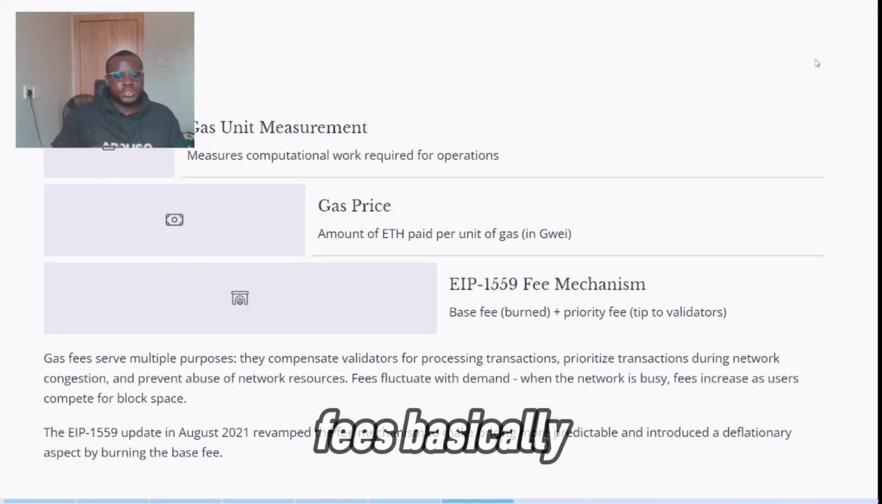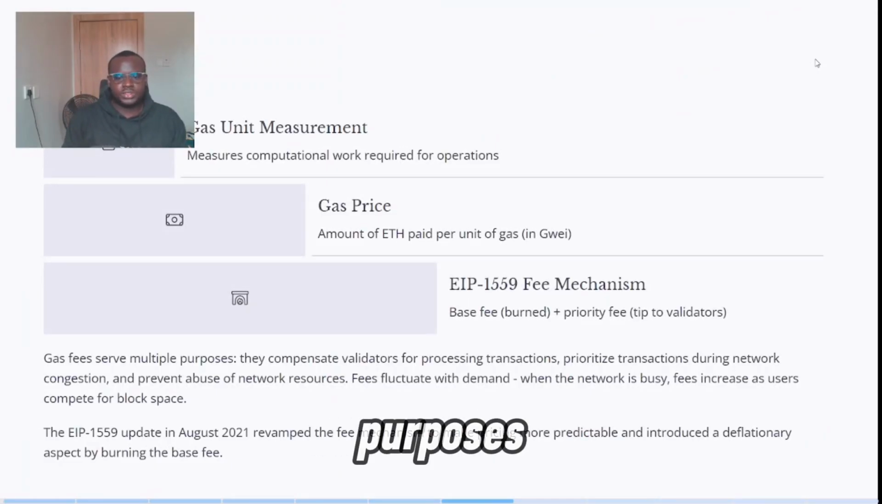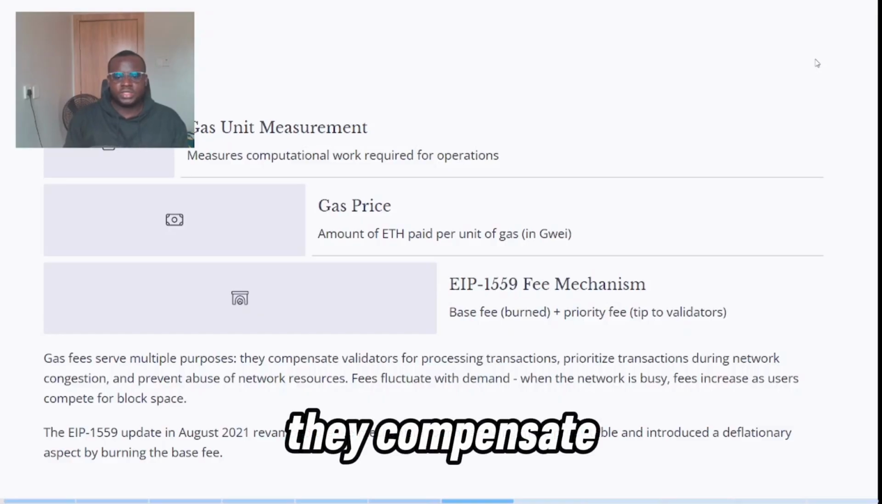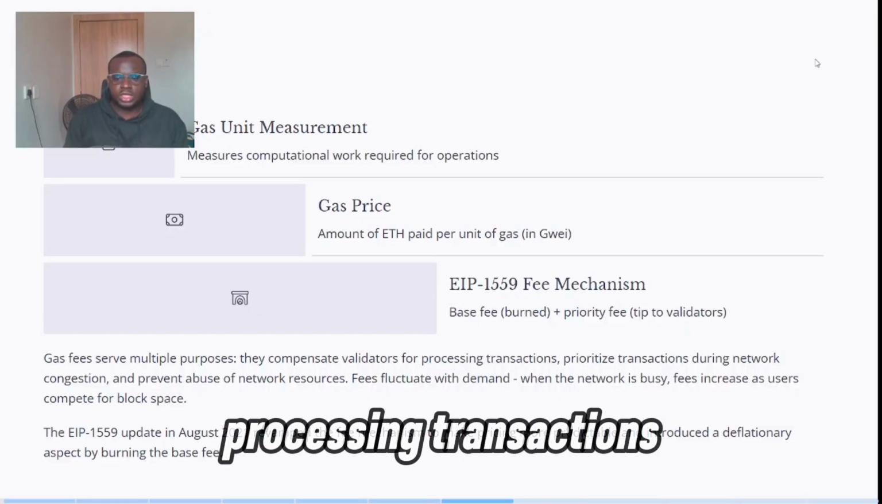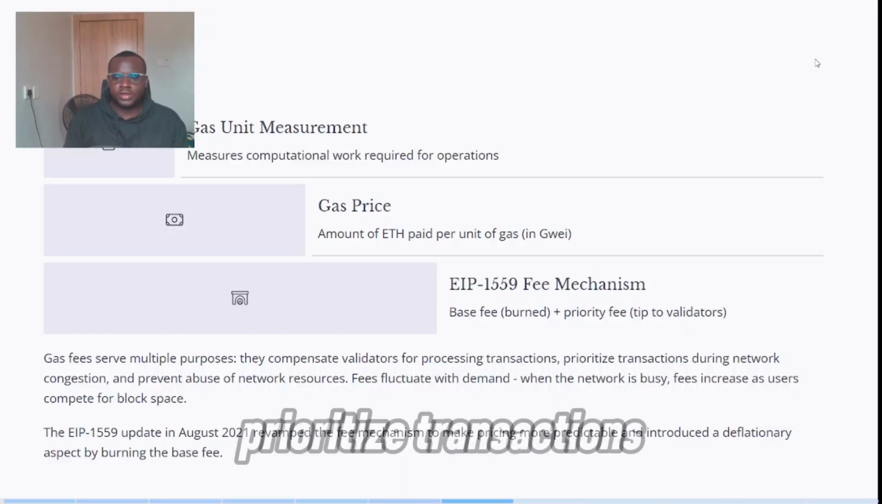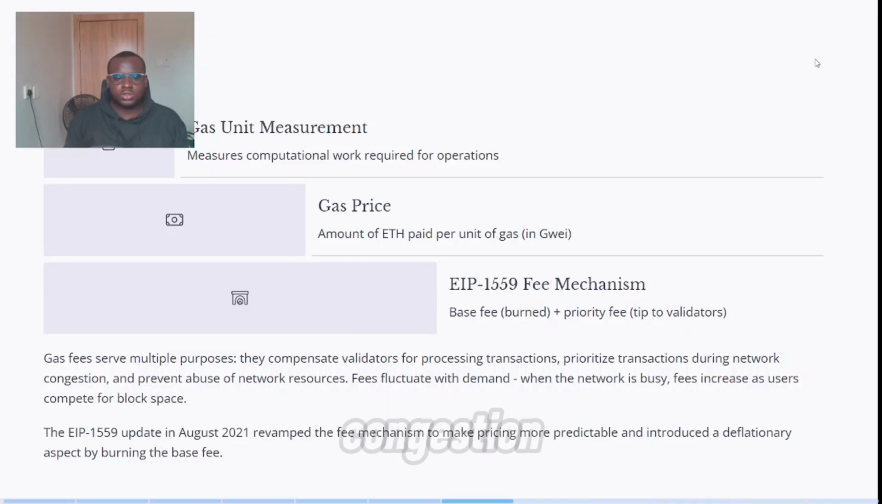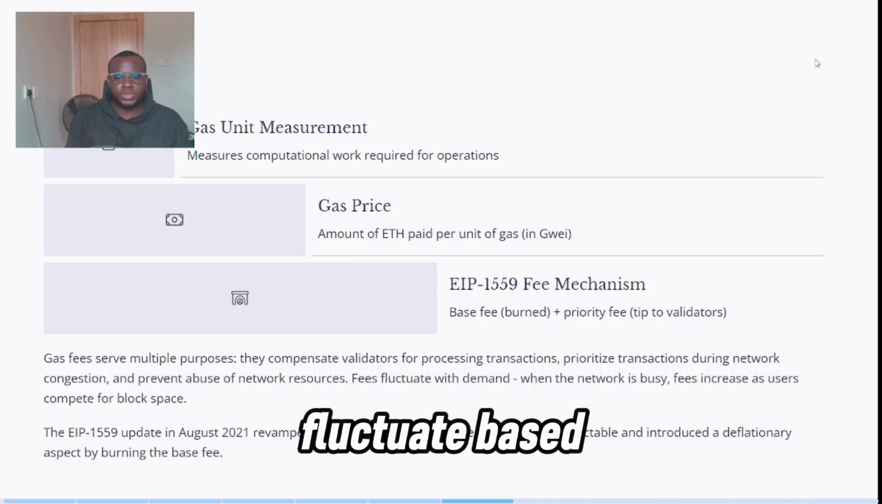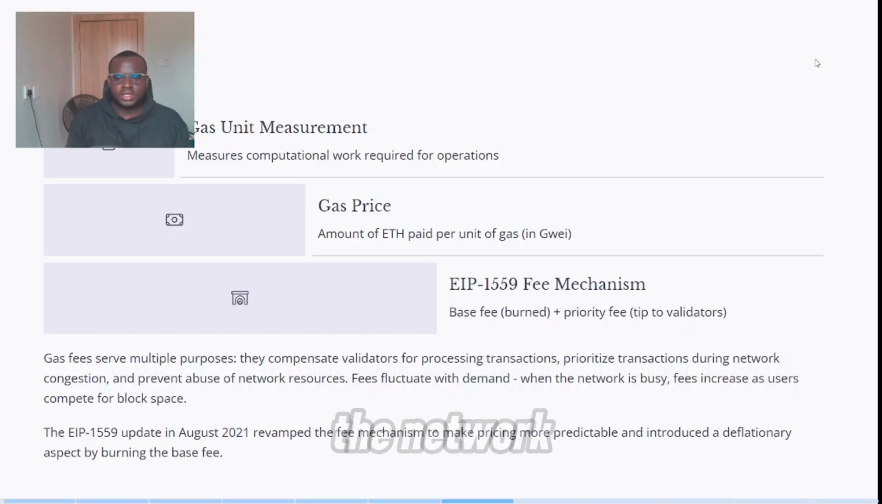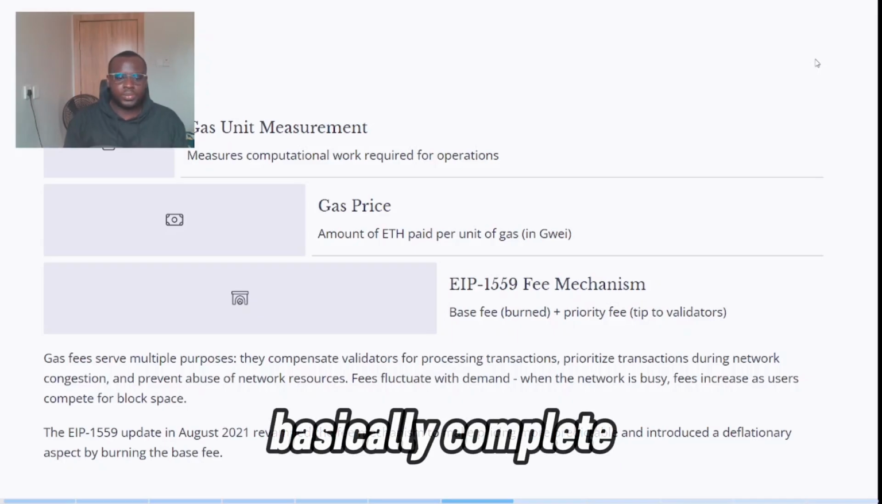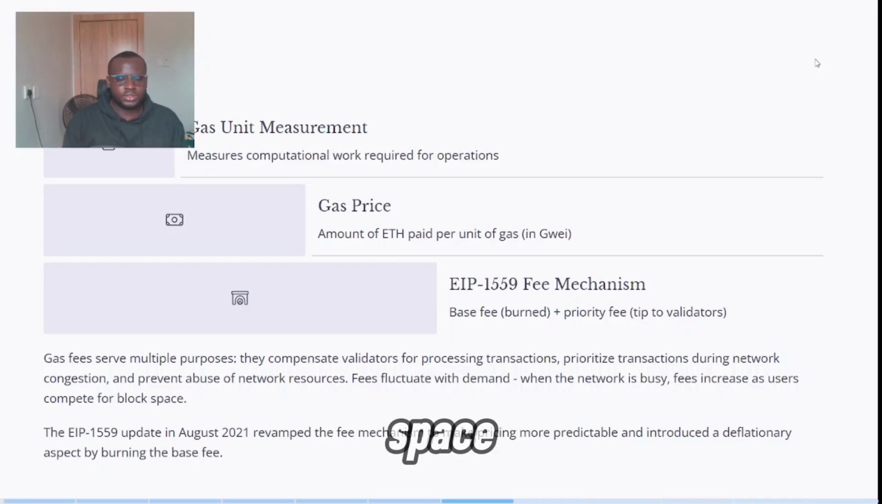So gas fees serve multiple purposes. They compensate validators for processing transactions. They also prioritize transactions during network congestion and prevent abuse of network resources. These fees fluctuate based on demand. When the network is very busy, the fees increase as users compete for block space.